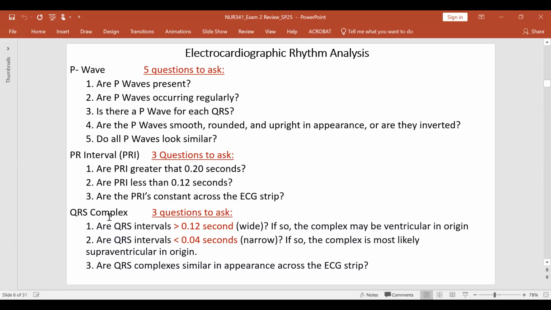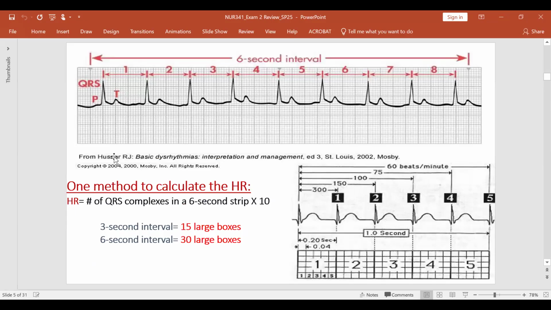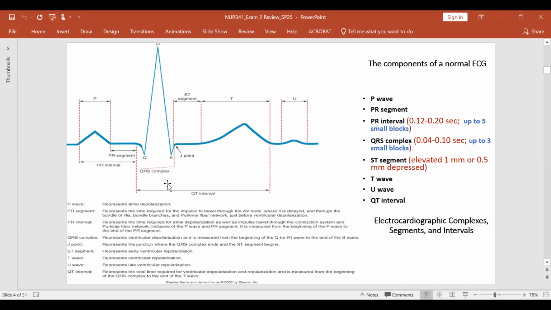which is how the wave is presented, and almost all these questions have to do with the presentation of the wave or complex, and also the interval, the length, which is the time the impulse has traveled from point A to point B. So it's all about the morphology and the time of travel. Once you ask yourself these questions you'll be able to analyze, and we'll get to some of these EKG strips and try to analyze them.